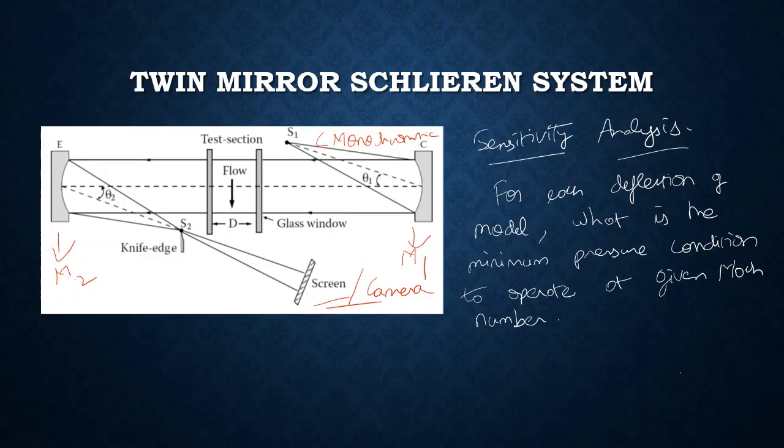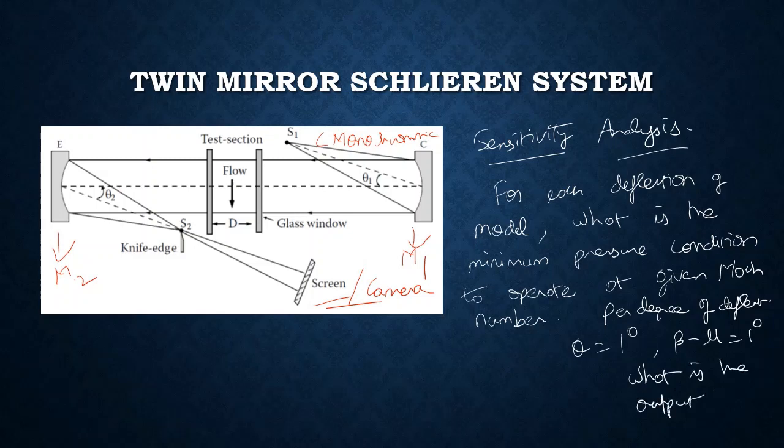So for each deflection of the model, meaning per degree of deflection, so per degree of deflection means 1 degree. So you are considering it for theta equal to 1 degree. So for theta equal to 1 degree and then beta minus mu equal to 1 degree, what is the output? What is the output Mach and minimum stagnation pressure, P naught minimum? We have to analyze it. So this is called the sensitivity analysis.